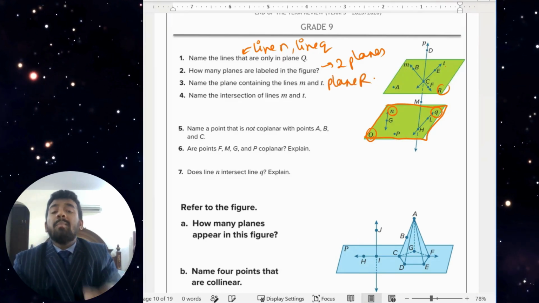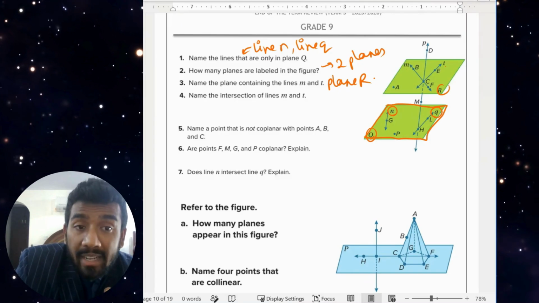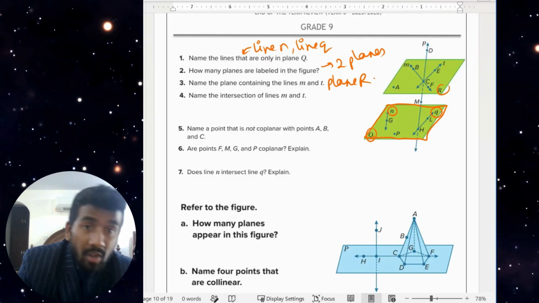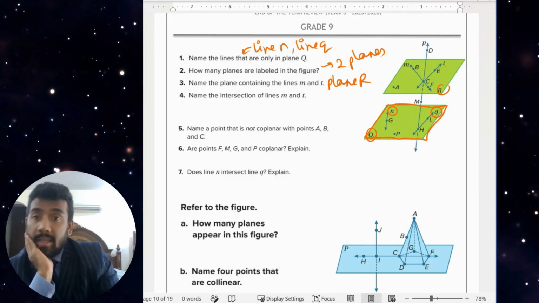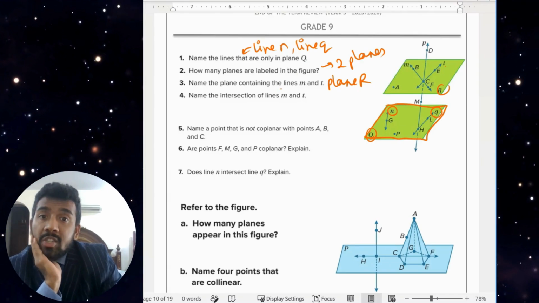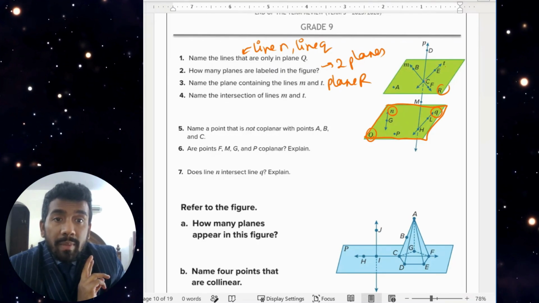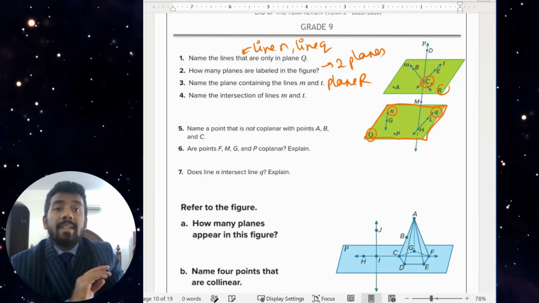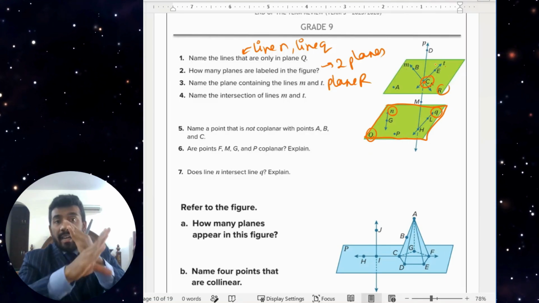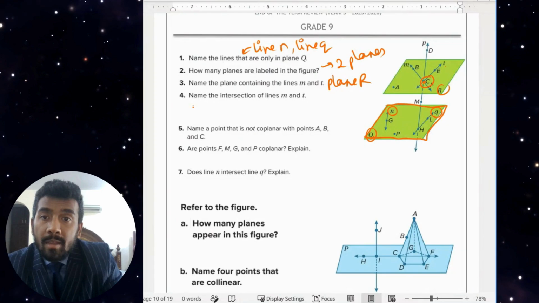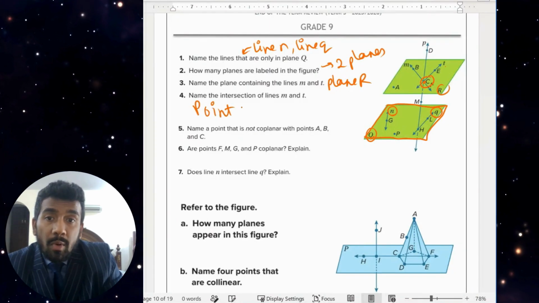So you see the name of the plane is always a capital letter. Okay, and it's always in the corner. Make sure of that. Next, name the intersection of line M and T. Now where is M and where is T? Where do they meet each other? Intersection means where do they meet each other? Okay, so they meet at point C. Don't write just C. It's point C.